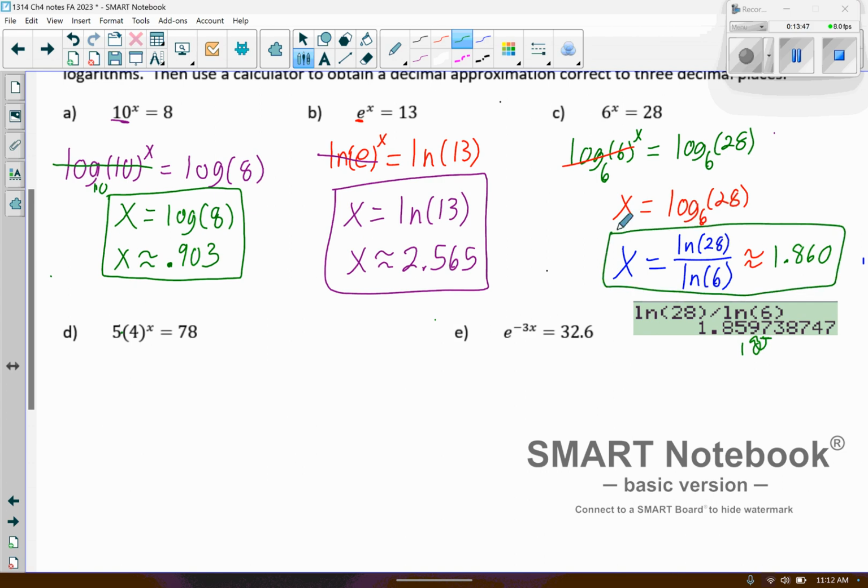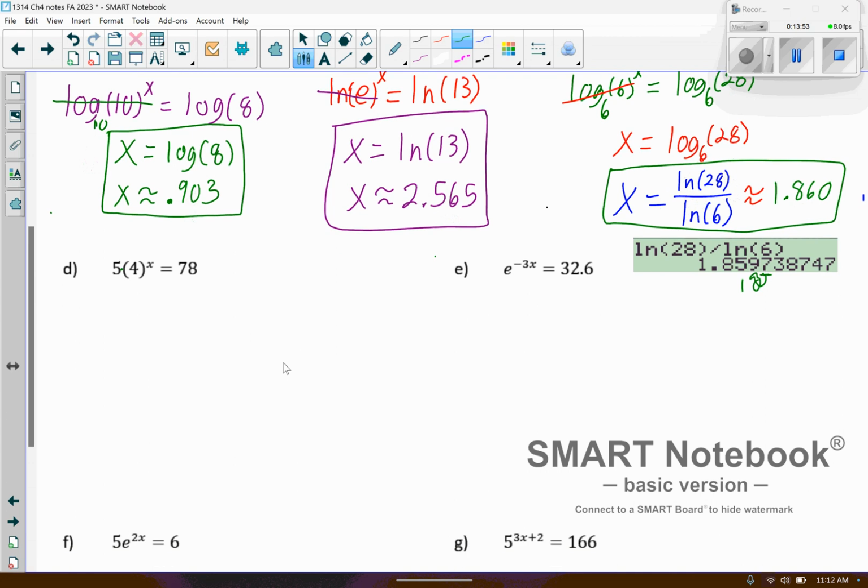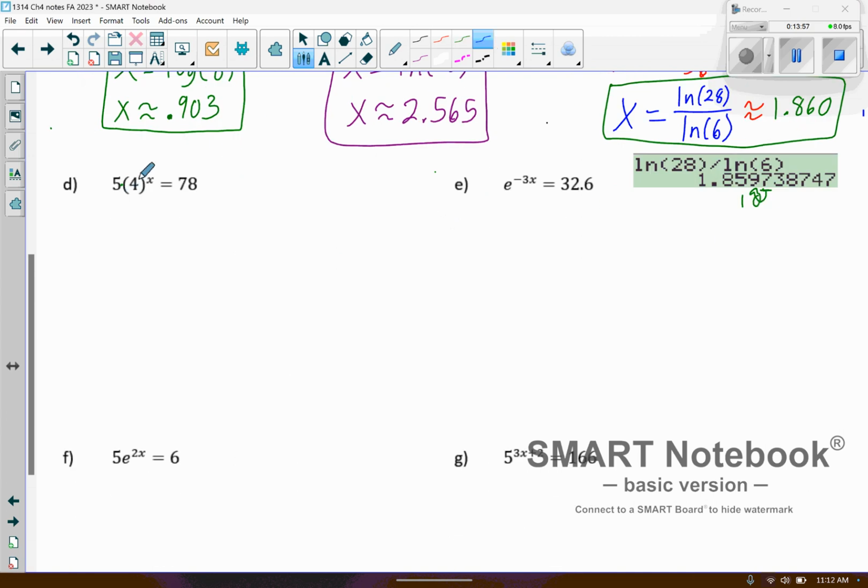Okay. Now, example D is going to have that first step that we haven't seen yet, where I have to isolate the base. And so the 5 is not part of what's being raised to the power of x. So I have to start by dividing both sides by 5. No big deal. So we're going to get 4 to the power of x equals 78 over 5. Okay. And so then now what I'm going to do is I'm going to take log base 4 of both sides. So I'm going to have log base 4 of 4 to the power of x equals log base 4 of 78 over 5.